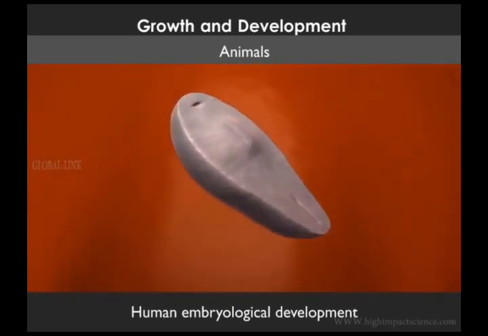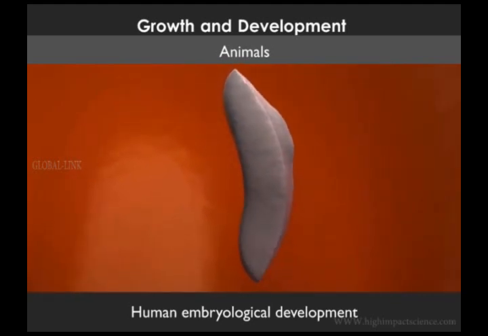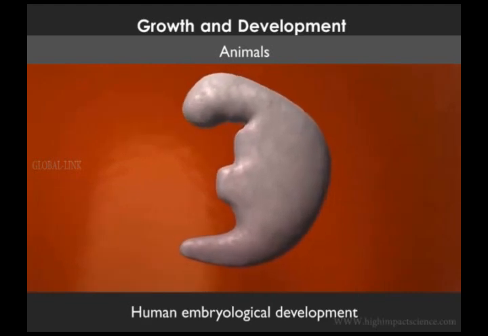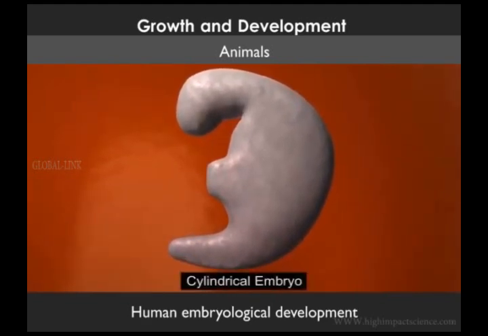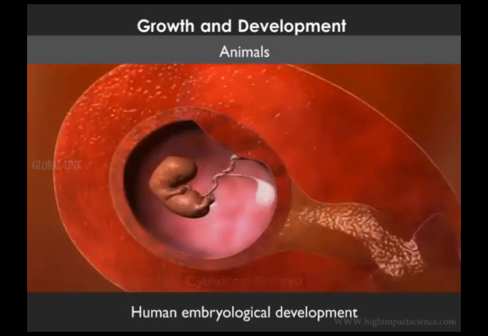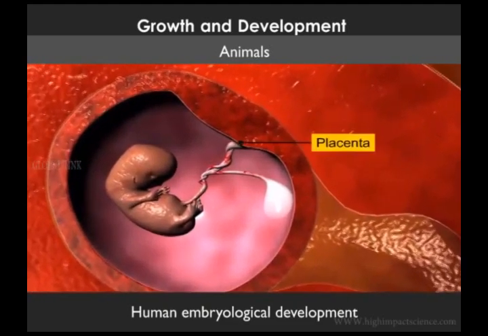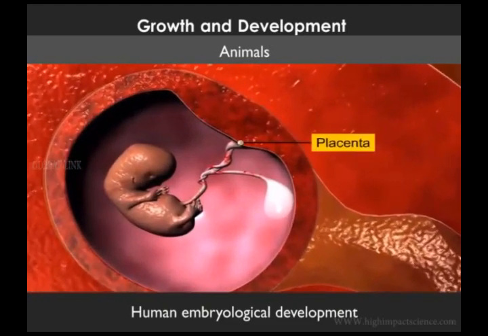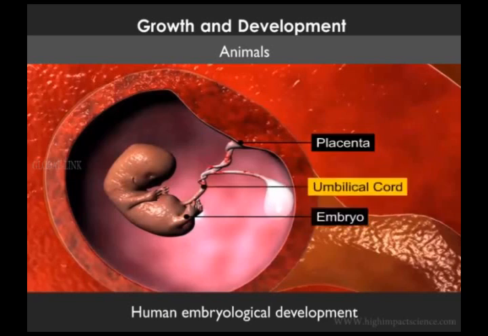As the embryonic disc grows, the cells on one side of the disc grow faster than those on the other side, causing the disc to roll and form a cylindrical embryo. Initially, this embryo is attached to the placenta, but as it starts to develop, it moves away from the placenta and remains connected to it via the umbilical cord.